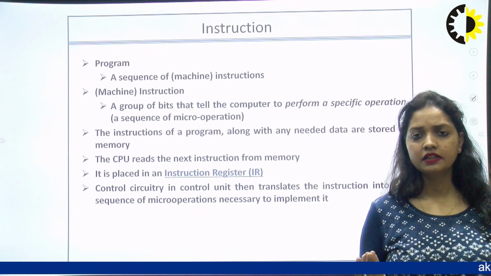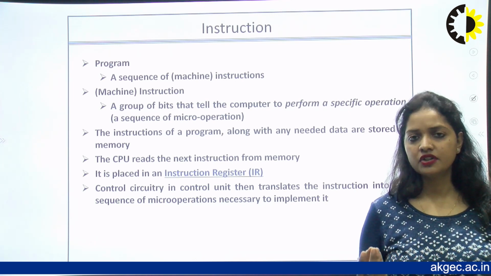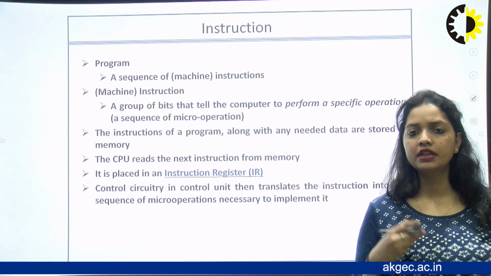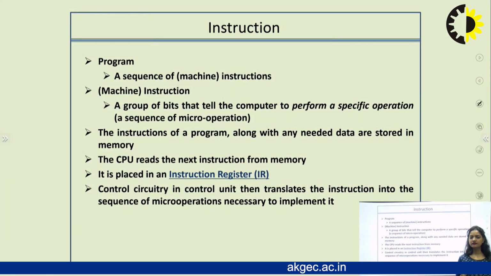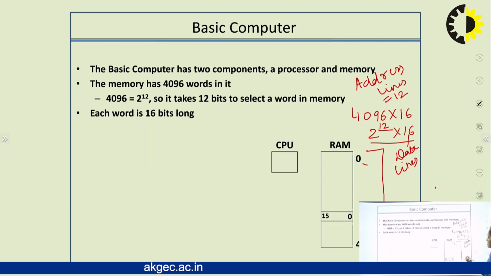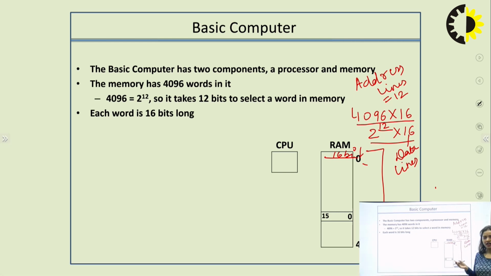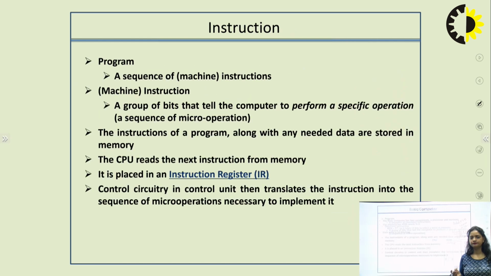After that, when we fetch the instruction from the RAM memory, we copy it into the instruction register. The size of the instruction for this configuration we are considering to be 16 bits, as we are taking the size of a single word in the RAM memory to be 16 bits. So that's why the size of IR, that is the instruction register, is also 16 bits.